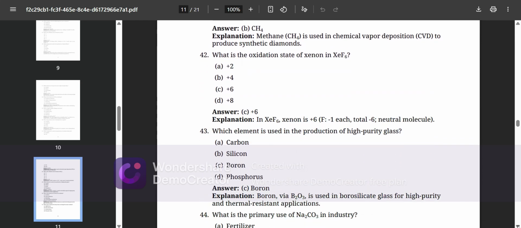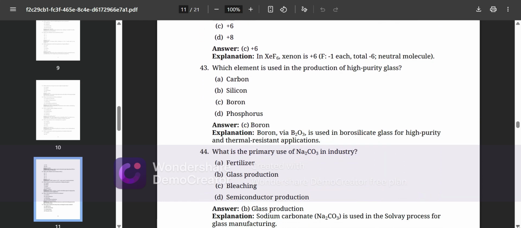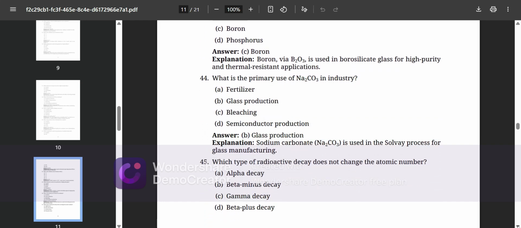What is the oxidation state of xenon in XeF6? +6. In XeF6 xenon is +6, F is -1, total 0, a neutral molecule. Which element is used in the production of high purity glass? Boron. Boron via B2O3 is used in borosilicate glass for high purity and thermal resistance applications.